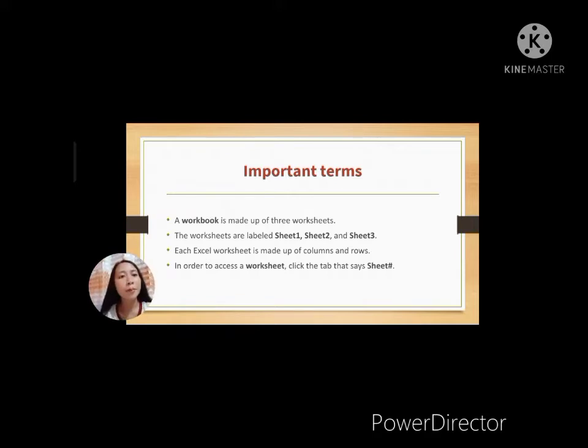So, here are the important terms. A workbook is made up of 3 worksheets. The worksheets are labeled Sheet 1, Sheet 2, and Sheet 3. Each Excel worksheet is made up of columns and rows. In order to access a worksheet, click the tab that says Sheet and its number.